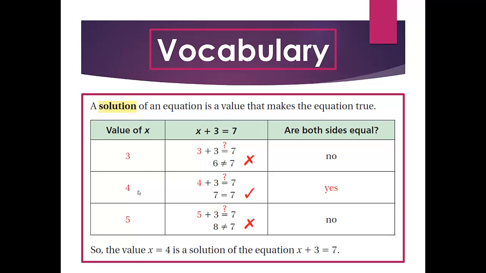Now we'll try 4. So we'll substitute 4 in for x. So we'll have 4 plus 3 equals 7, and 4 plus 3 is 7, and 7 does equal 7. So both sides are equal. And now we'll try 5. So instead of x, we'll have 5. So we'll have 5 plus 3 equals 7. 5 plus 3 equals 8, and 8 does not equal 7. So both sides are not equal. So the value x equals 4 is a solution of the equation x plus 3 equals 7.